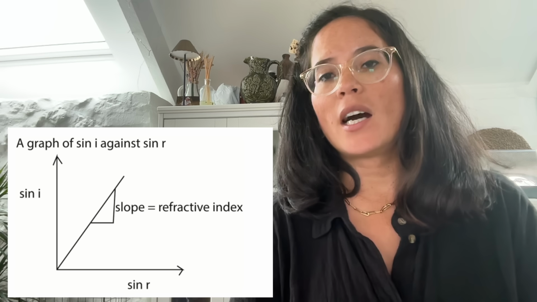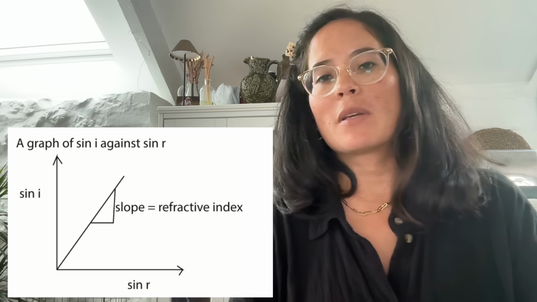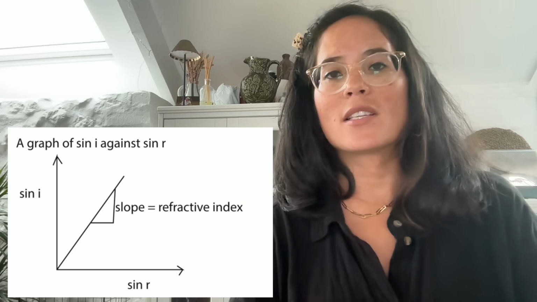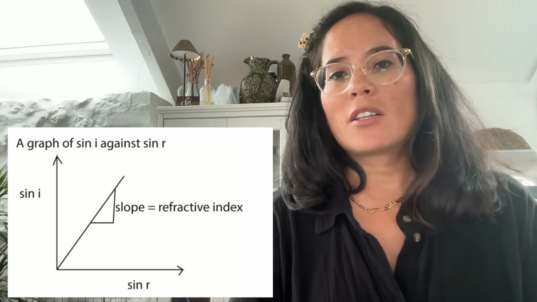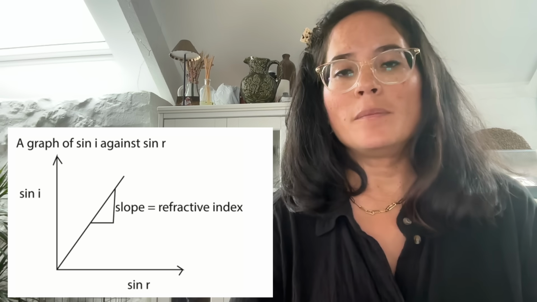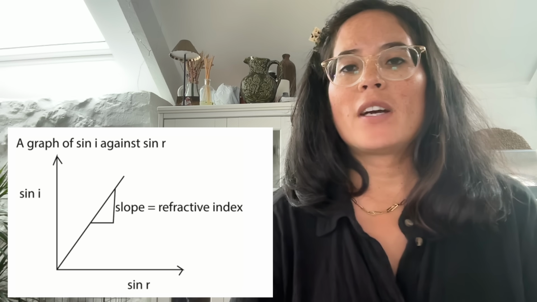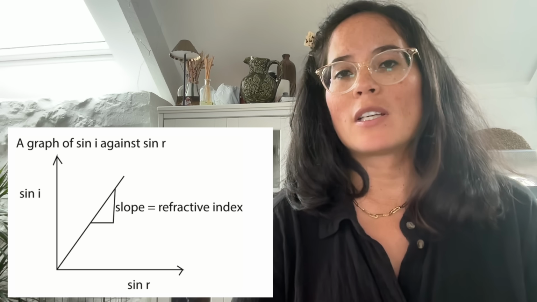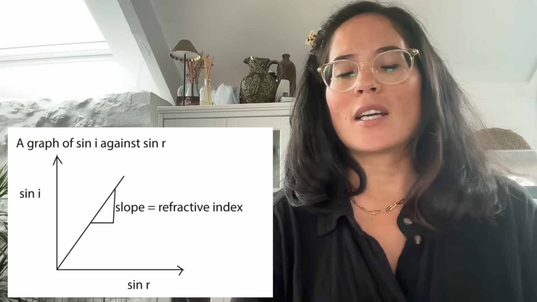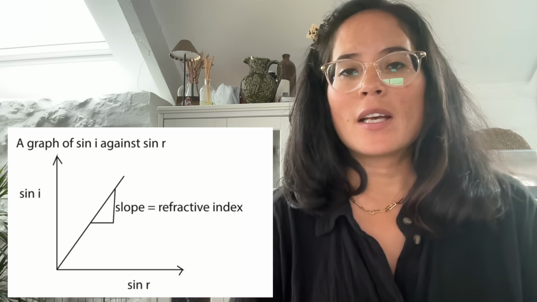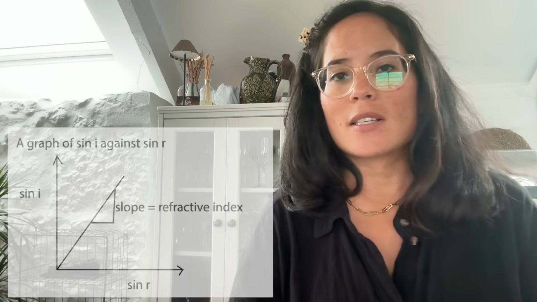It's then possible to plot a graph of sine i. So take your angles of incidence, make sure you plug them into the calculator, sine 15 degrees, sine 20 degrees, etc. Do the same with the angles of refraction, so sine r, and then you'll have a graph. By finding the gradient of the graph, remember gradient is change in y over change in x, in effect you're doing sine i divided by sine r, and that will tell you the refractive index.